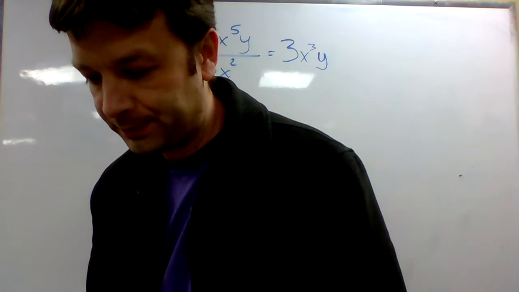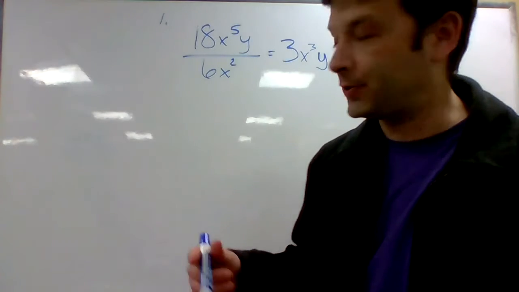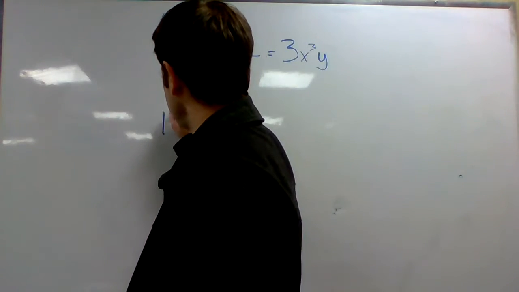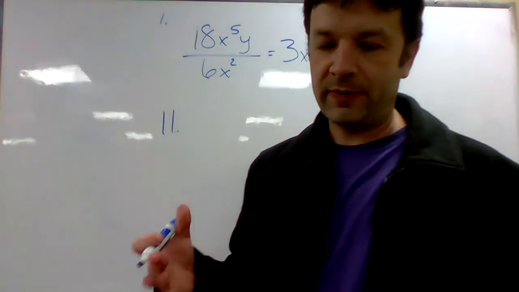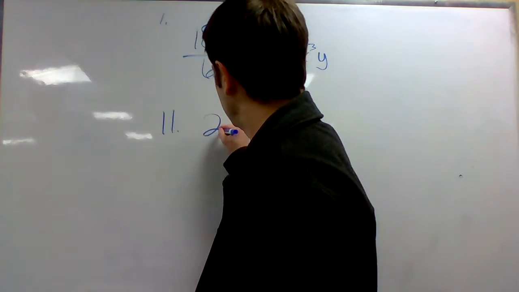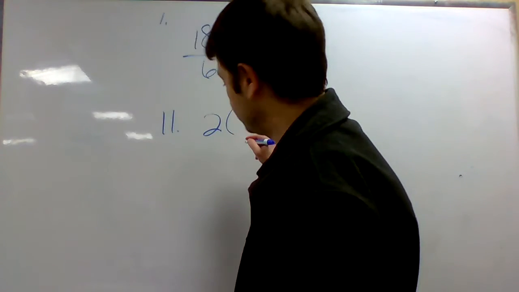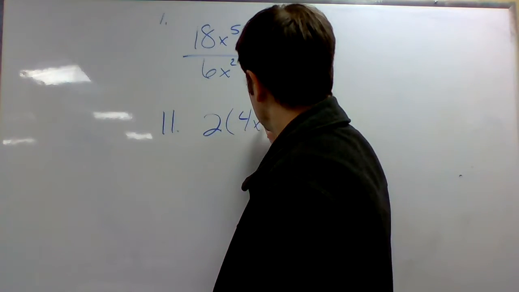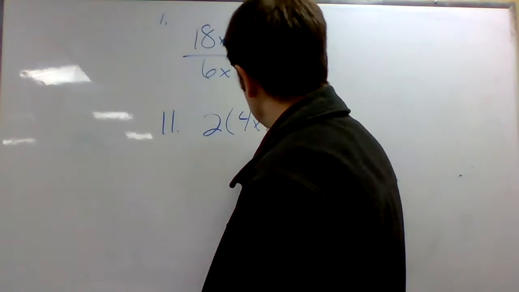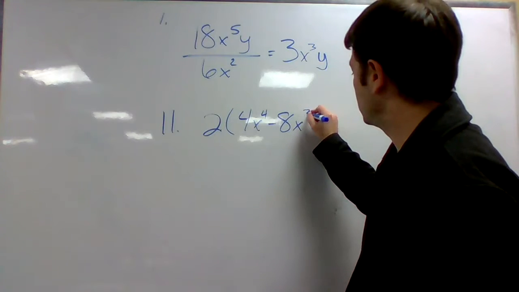I'm going to go ahead and jump to 11. 11 is a different section. Let me do the opposite of 11, and then I'll come back and do 11. So here's something that we have done before that looks kind of like 11. Minus 8x to the third.